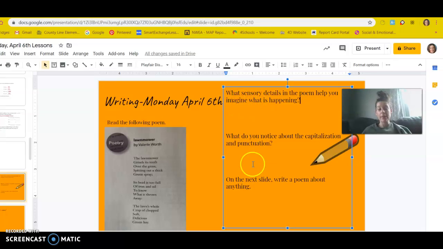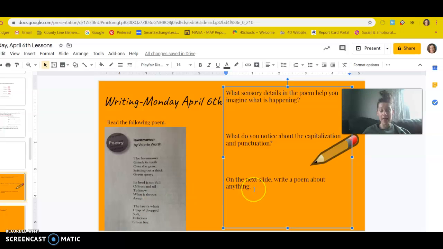Then after you answer that question, you're going to go to the next one where it says, what do you notice about the capitalization and punctuation of the poem? You're going to go back and really study the poem for the capitalization that you see and the punctuation. What that means, like periods, question marks, all those types of things. What do you notice about what Valerie did in her poem in regards to capitalization and punctuation?